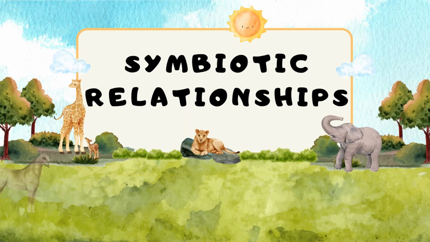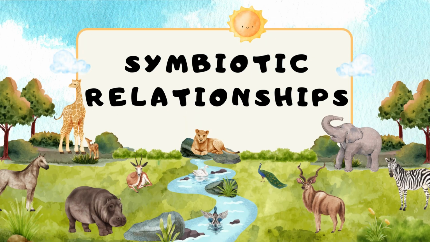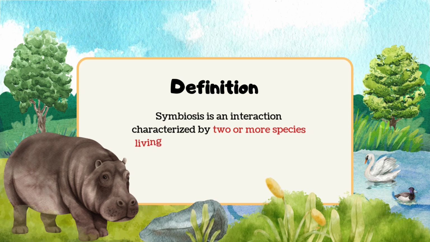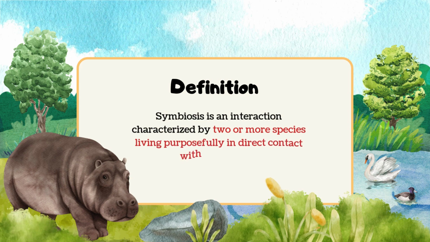Welcome to biology class. Our topic for today is symbiotic relationships. For those of you who need to become more familiar with the definition of symbiosis, symbiosis is an interaction characterized by two or more species living purposefully in direct contact with each other.